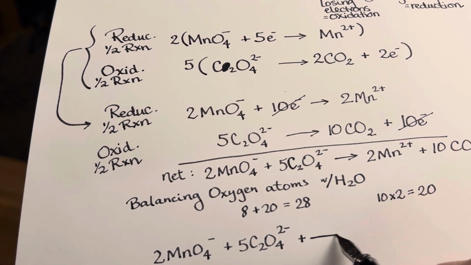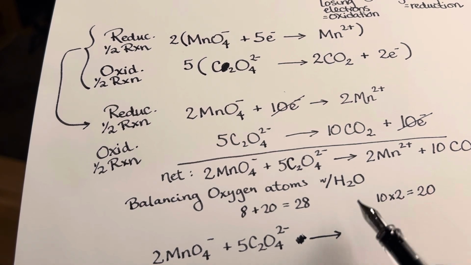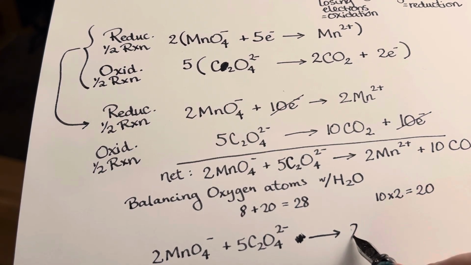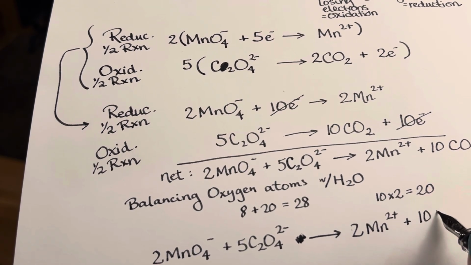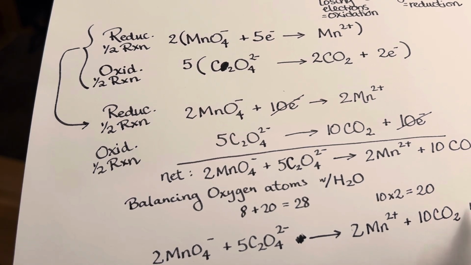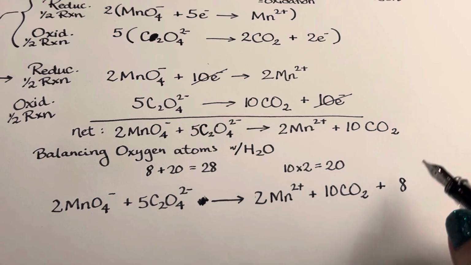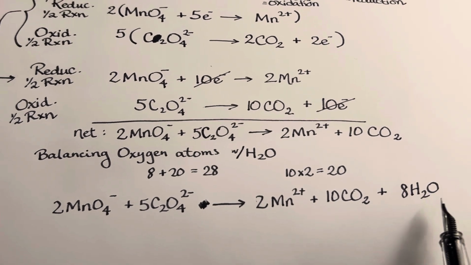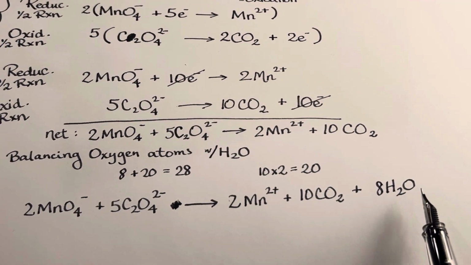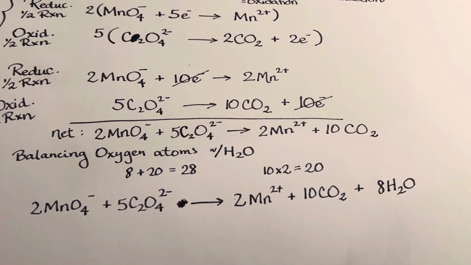Okay, so I'll rewrite MnO4⁻ plus 5 oxalate, and add it to the other side, not that side. Okay, so we've got 2 manganese plus 10 CO2 plus 8 H2O. So we are going to add in the number of oxygens that we need by adding in that many water molecules, since water has 1 atom of oxygen per molecule of H2O.